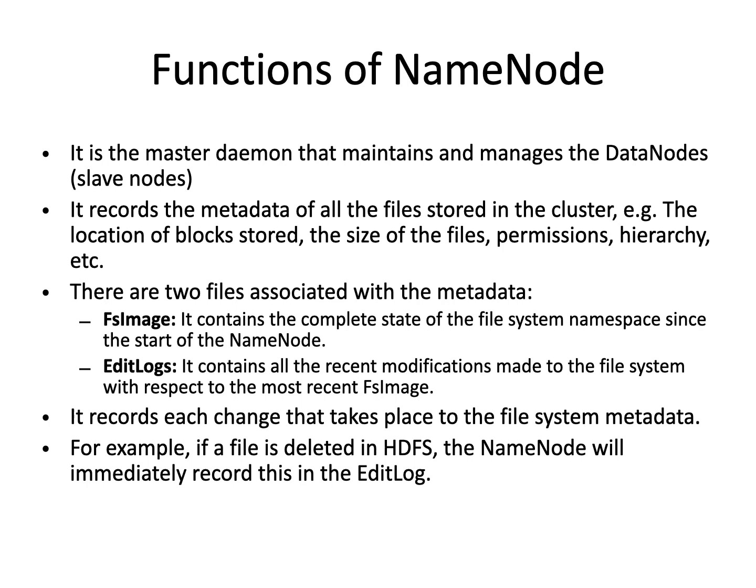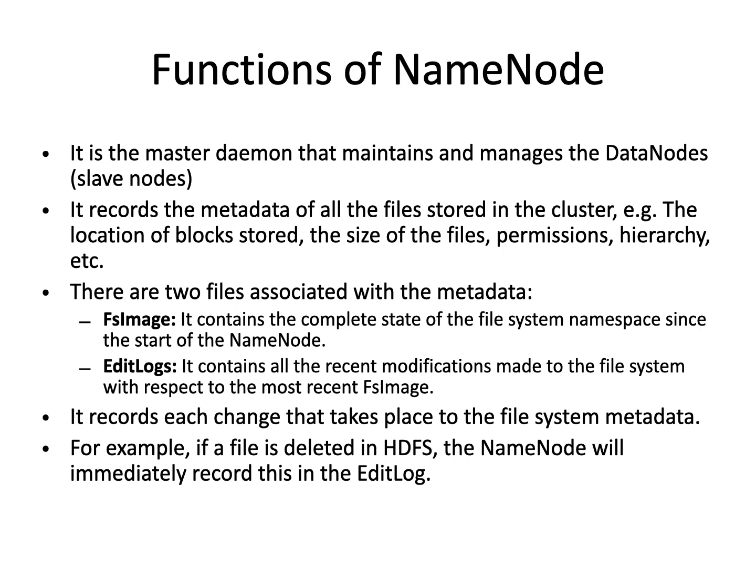And there are two files associated with the metadata. One is the FsImage, which contains the complete state of the file system namespace since the start of the name node, and another one is the edit logs. It contains all the recent modifications made to the file system with respect to the most recent FsImage. It basically records each change that takes place to the file system metadata. For example, if a file is deleted in HDFS, the name node will immediately record this in the edit log.